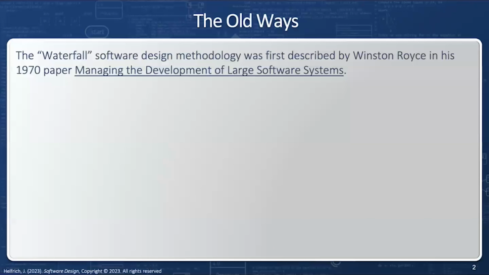Well, to understand this, we have to take a little trip back in history to look at how software development used to be done and how it's done today. We begin with the story of Wilson Royce. Royce was a software engineer back in the late 60s and early 70s, and he wrote the seminal paper which described the software development as it was done at the time.